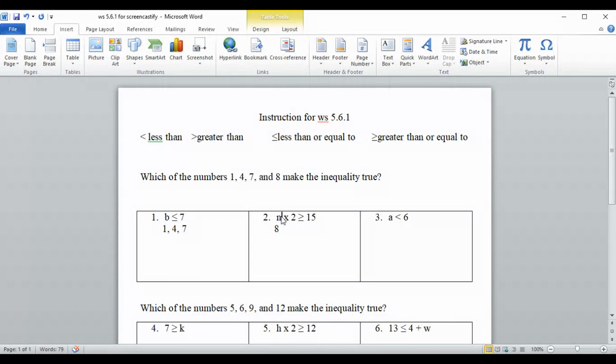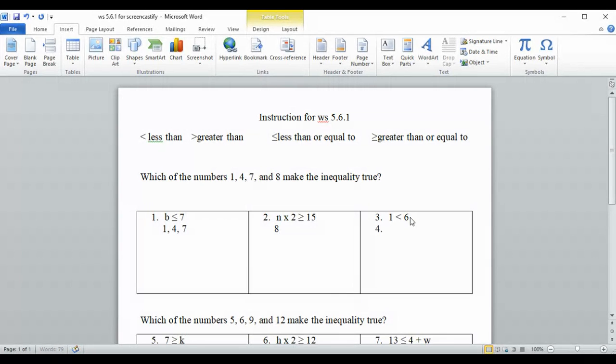All right, then the next one we have is A is less than 6. All right, this one's a little more straightforward. So we're going to put first our number 1. 1 is less than 6. That is true. So we get to put 1 in our box. Then we're going to put in 4 because that's the next one in line.